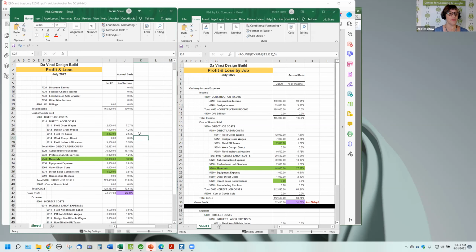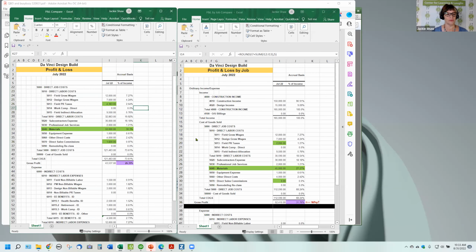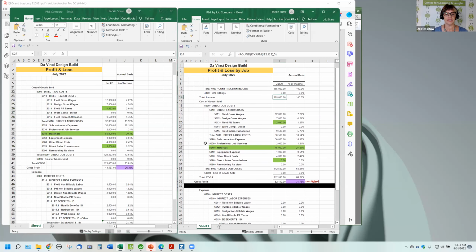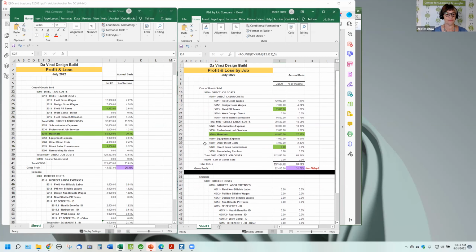COGS. This is where BusyBusy really helps us out because the COGS must also exactly match. So when I'm looking at my P&L versus my P&L by job, I've got $12,000 to field gross wages. $12,000 to field gross wages. Yay, it matches. When do these not match?